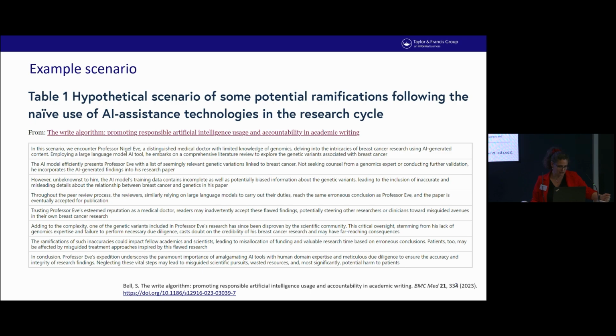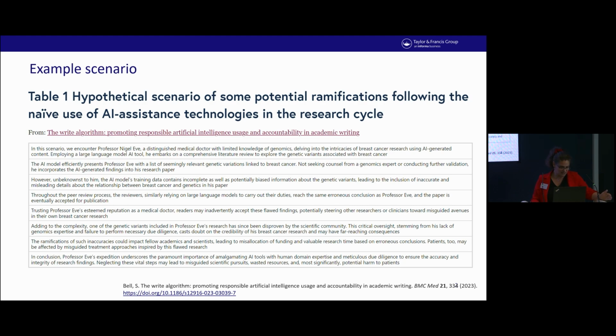Fast forward, it's submitted and goes through the peer review process. And now the peer reviewers, as we're increasingly finding, are relying on large language models to conduct the peer review. And of course, because it's a similar model that they may be using, they reach the same erroneous conclusions, and it flies through peer review and is then published. Now, as we all do, with an esteemed professor, we think, okay, we trust his findings, and so readers might then inadvertently accept those flawed findings, potentially steering researchers into misleading and misguided avenues.